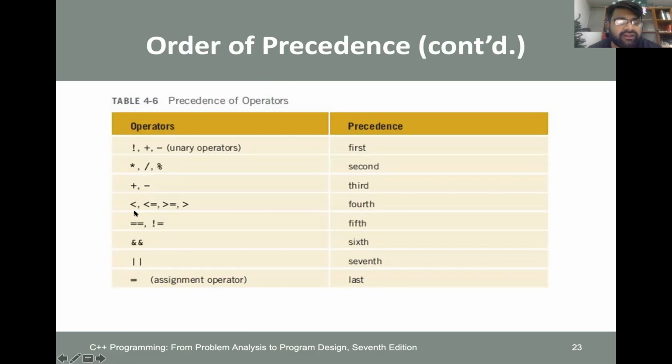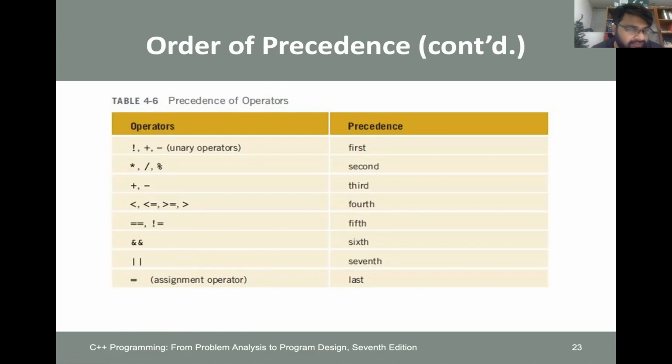Then we have less than, less than or equal to, greater than, and greater than or equal to in the fourth level. You have got equal to and not equal to in the fifth level. You have got and in the sixth level. You have got or at the last, seventh level. And finally, anything that is assigning values to the left hand side, which is the assignment operator, will be the last to be executed. So with that precedence in your mind, you must always write code and understand code.